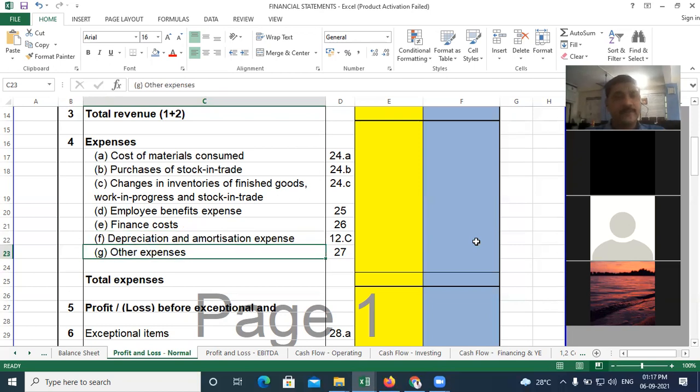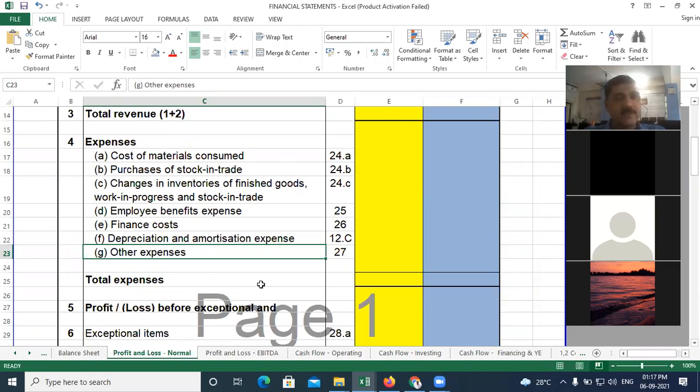Yes, next one. Other expenses. Other expenses could be your admin expenses, conveyance, telephone bill, office rent, repairs to equipment, bad debts, discount allowed, advertisement, carriage outward. So these are examples of other expenses.